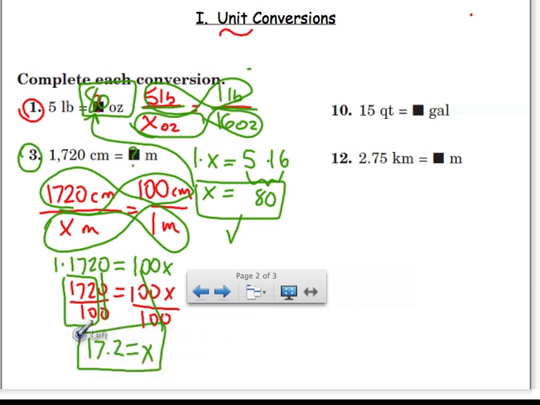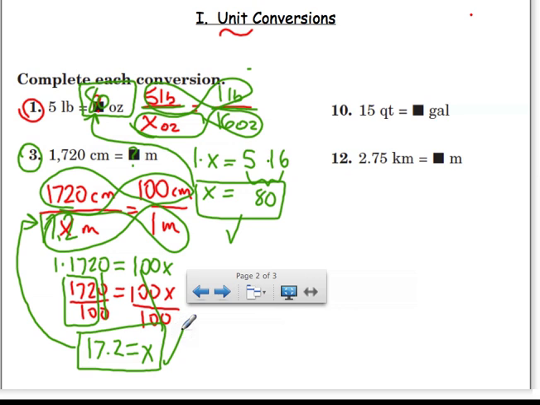17 and 2 tenths. If I take that back, put it in, it should look roughly correct. If 100 centimeters is the same thing as 1 meter, that means 1,720 centimeters is the same thing as 17.2 meters. And that's my answer.